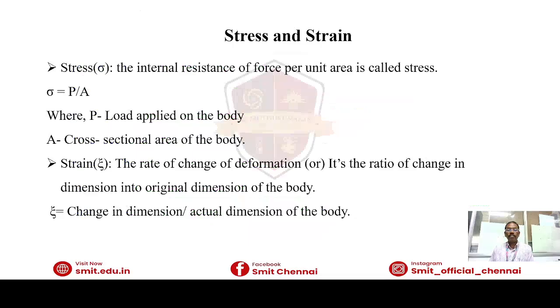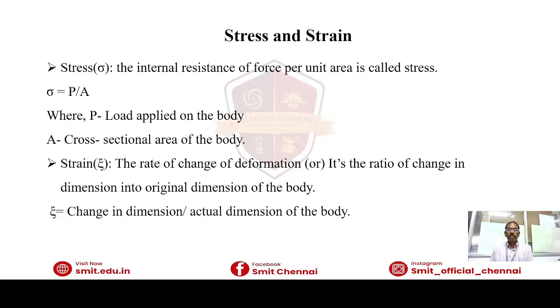Next, the properties of material. The main properties can be converted into two types. The first one is stress and strain. First, let me explain stress. Stress is the internal resisting force per unit area. If you take a material and apply an external load, the material will give some resisting force.